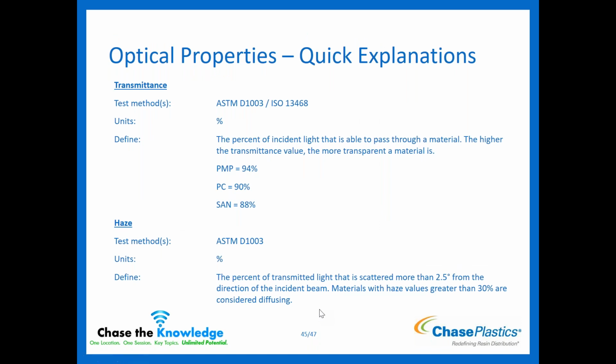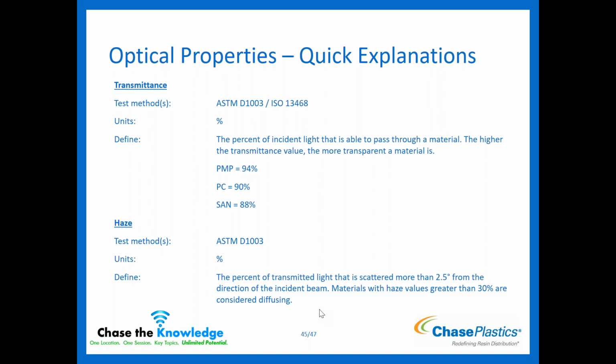Another couple quick explanations, your transmittance and your haze. These are for your clear materials. So how much light are we allowing to pass through it would be your transmittance. So I gave a couple examples here. Your PMMA materials is going to be 94, lets a lot of light through. Your PCs standard would be about 90. Your SANs, 88s. So just a couple different values for those ones there and what's expected.